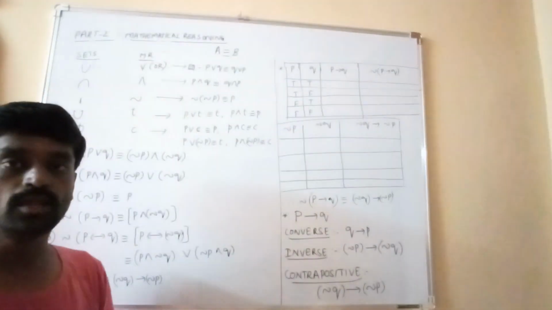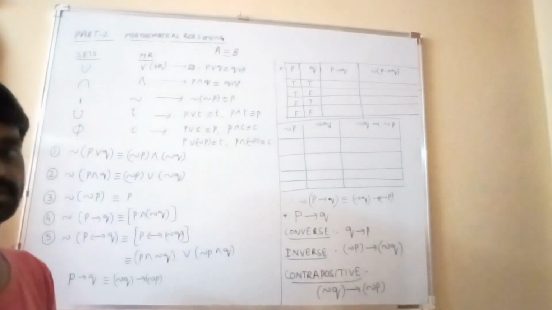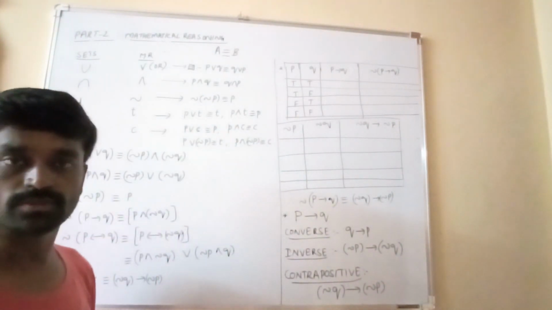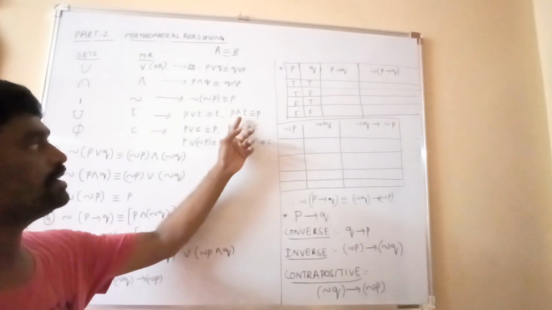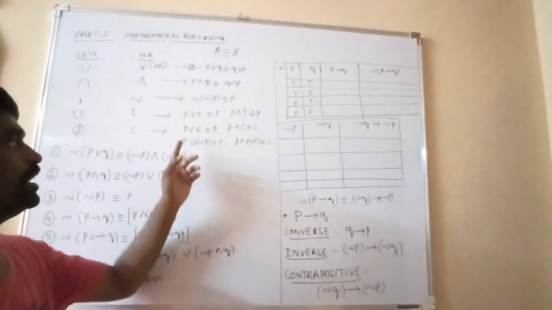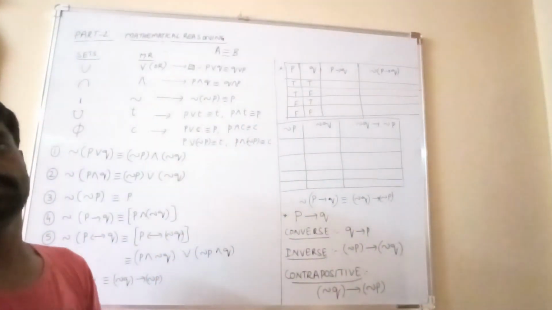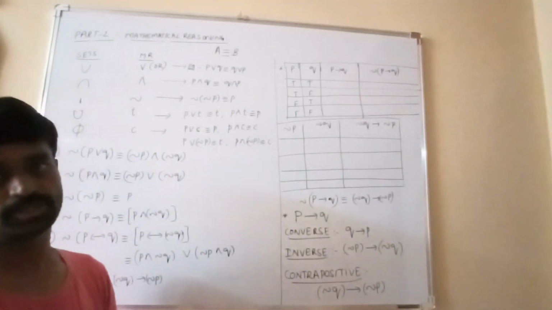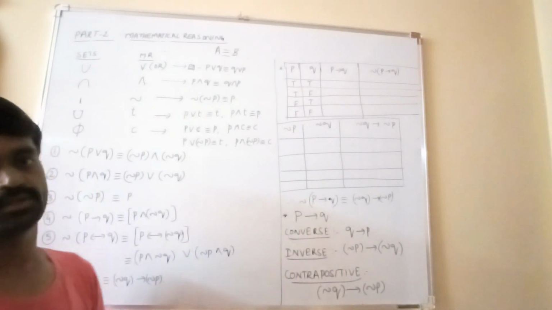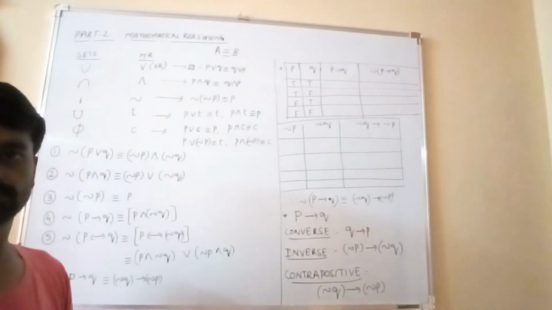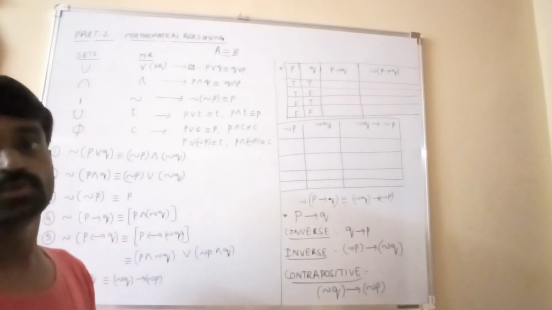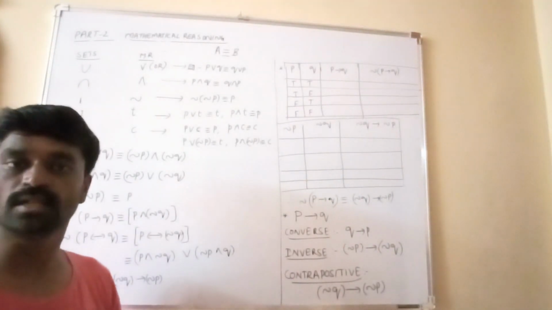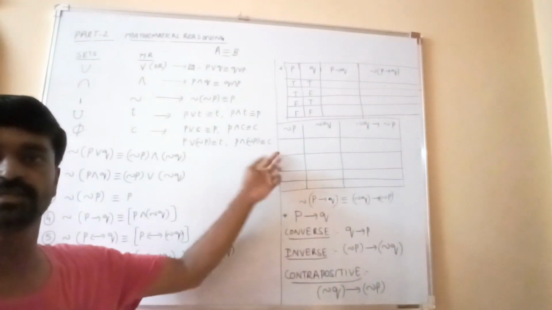So we know that A union universal set is the universal set, so P or T is the same as T. A intersection universal set is A, so P and T is equal to P. Next, A union empty set is A, so P or C is equal to P. A intersection empty set is the empty set, so P and C is equal to C. Next, A union A dash is the universal set, so P or negation P is T. A intersection A dash is the null set, so here P and negation P is C.